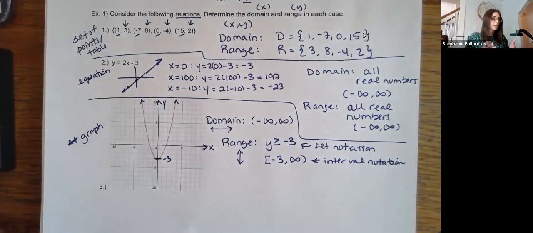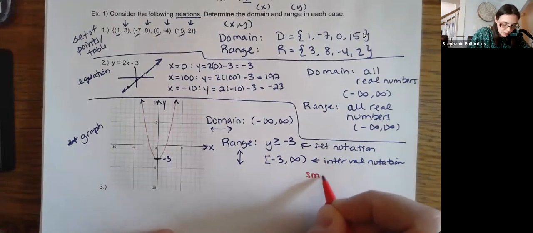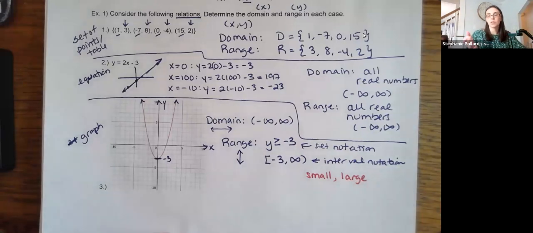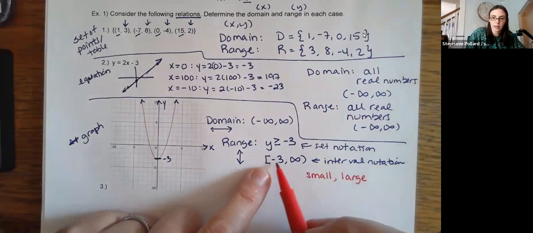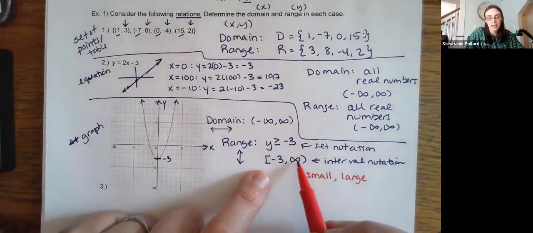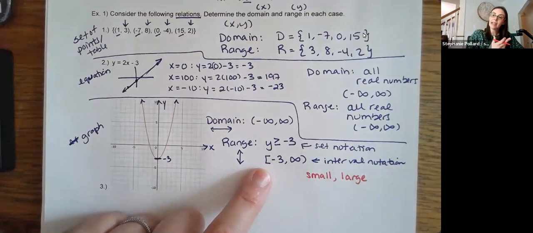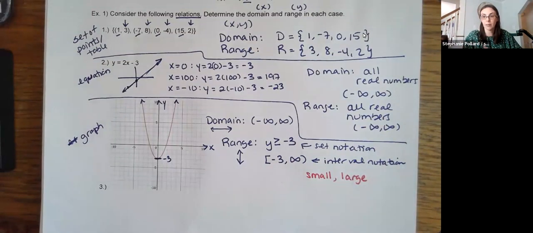Now, in interval notation, there are a few things that you do need to note. First of all, with interval notation, we always write the smallest number first, and then a comma and the larger number. So you always go small to large. That's why here I have the negative on the left and the infinity on the right. Now, the infinity is positive. Positive numbers are always bigger than negative numbers, even though infinity is not really a number. So I always go small to large.